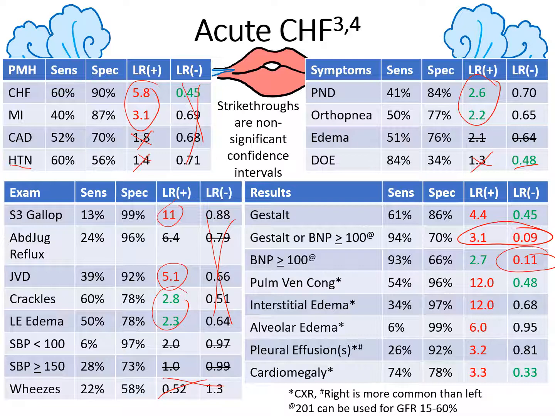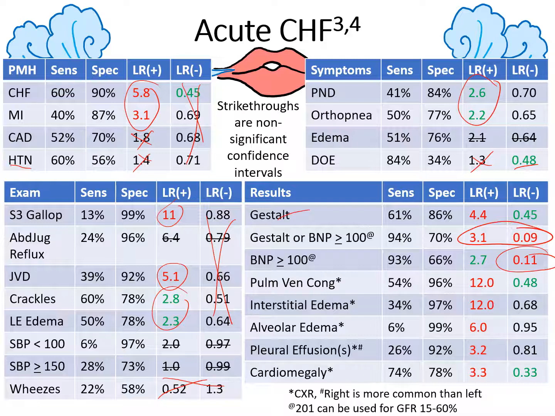I've heard specialists state that BNPs rarely change management. When you know it's not CHF, it's negative. When you know it's CHF, it's positive. And when you're unsure, it's indeterminate. Therefore, it does take time to develop your own method on how to use it. Gestalt alone is borderline useful.